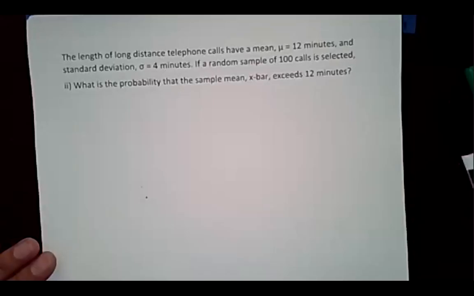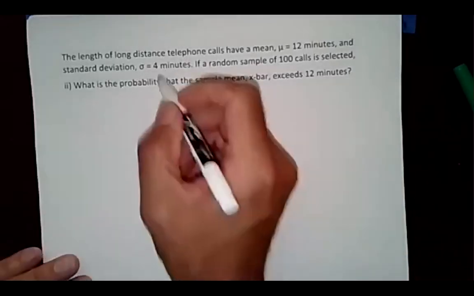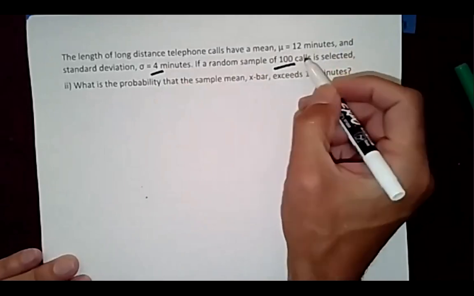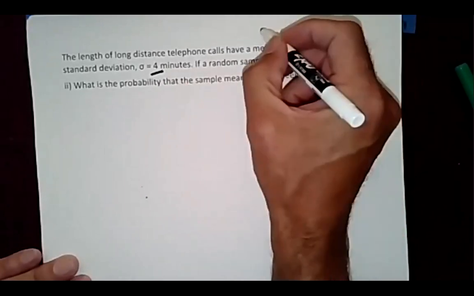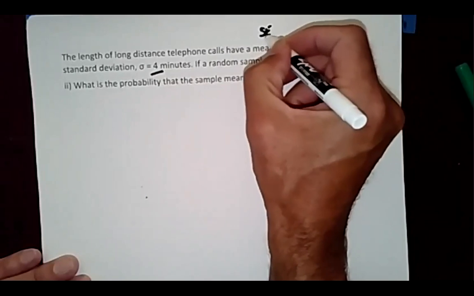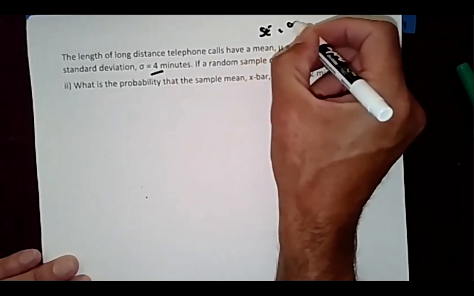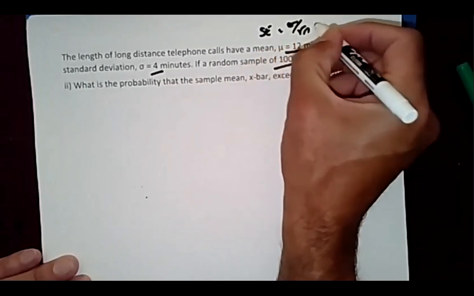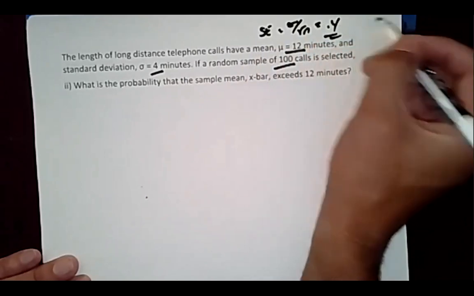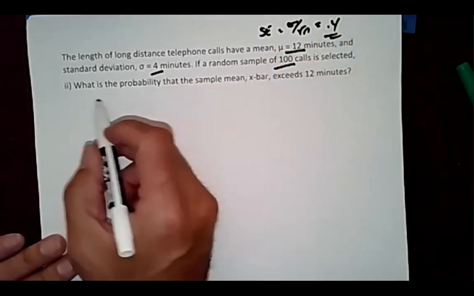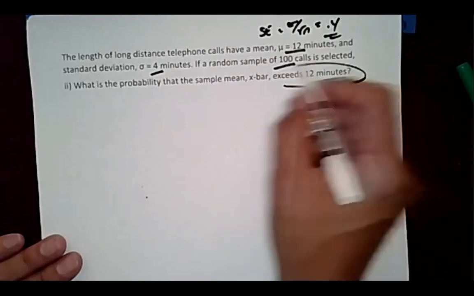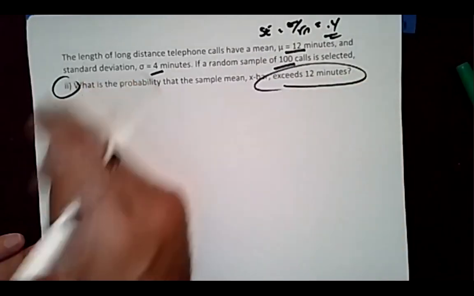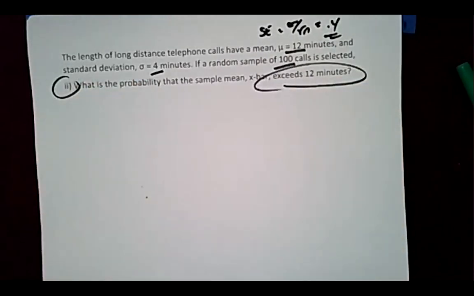All right, the next question, same problem. Sigma of 4, standard deviation, sample of 100, mean of 12. So again, your standard error, SE, is sigma over radical n. It's still 0.4, what it was in the last problem. So now, what's the probability x bar exceeds 12 minutes? This is question II, as in yikes.